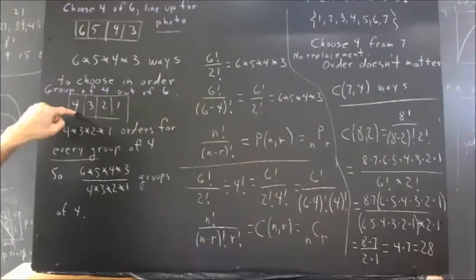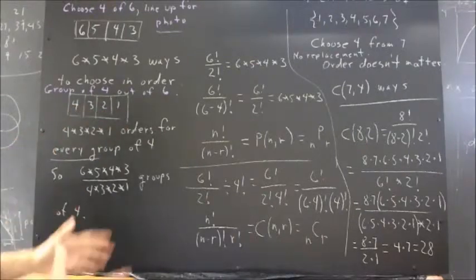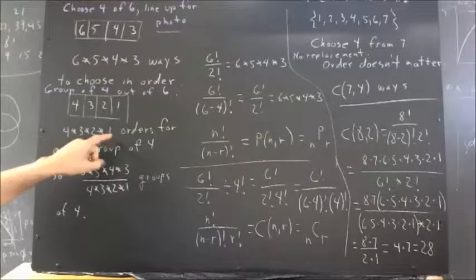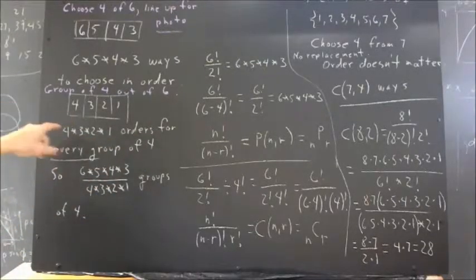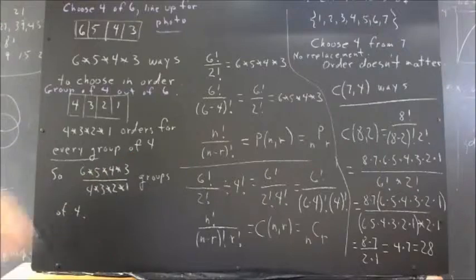There are 4 ways to choose the first person, 3 the second, 2 the third, 1 the fourth, if we want to put them in order. And that's, of course, 4 times 3 times 2 times 1 ways to order them. There are that many orders. 4 times 3 times 2 times 1 is 4 factorial orders for every possible group of 4.